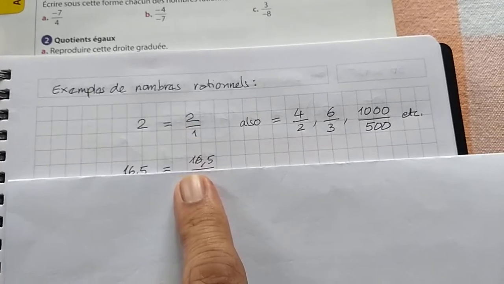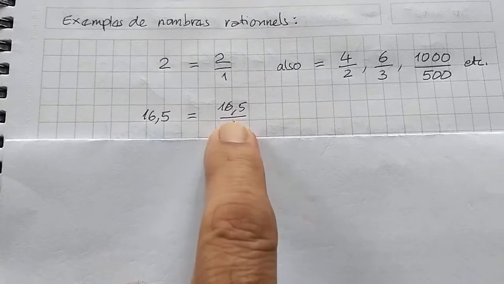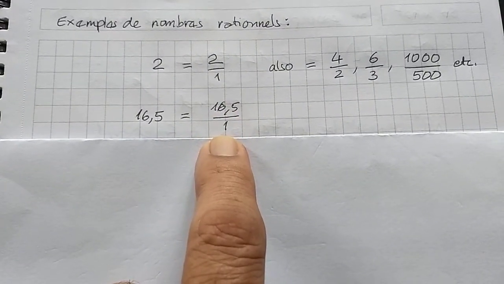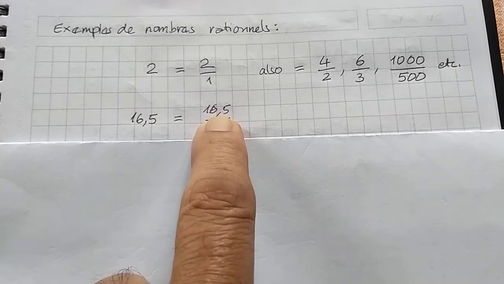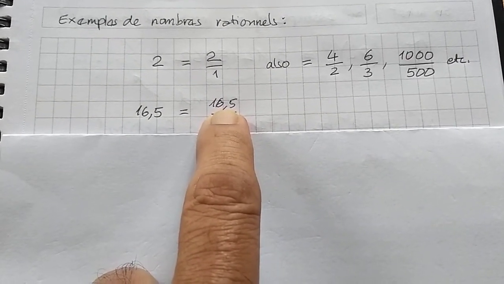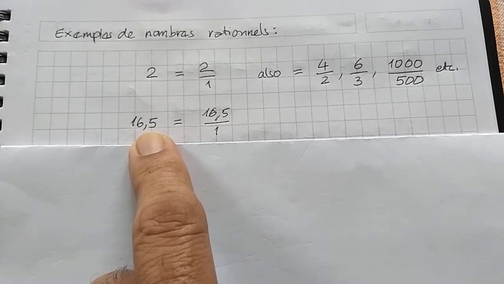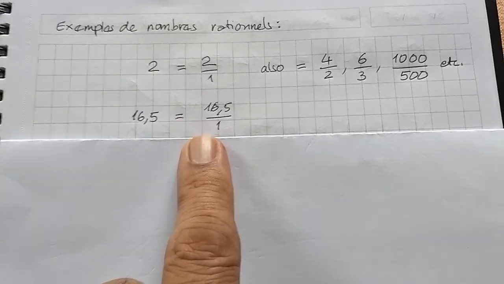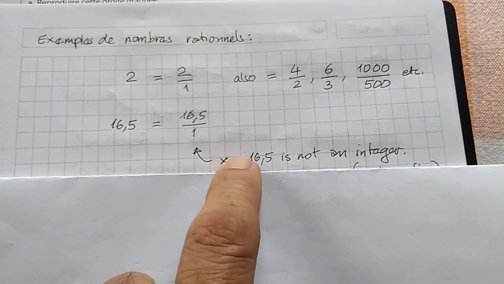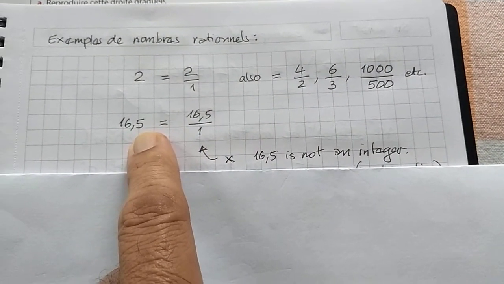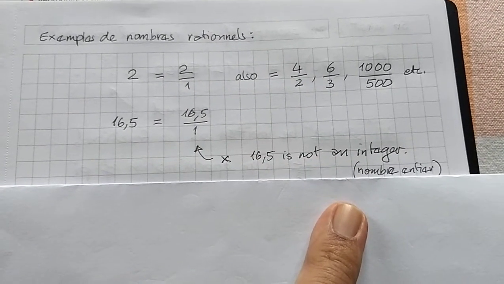integers. Okay, 16.5. Is this a nombre rationnel? I can write it as 16.5 over 1. No, you're not allowed to write a ratio with a number that's not an integer. 16.5 is not an integer, so you can't write it like that. This doesn't prove that 16.5 is a rational number, because 16.5 is not an integer, nombre entier.